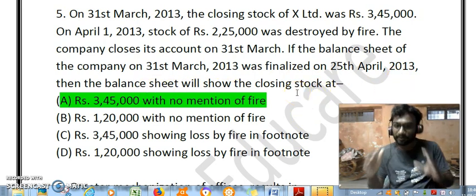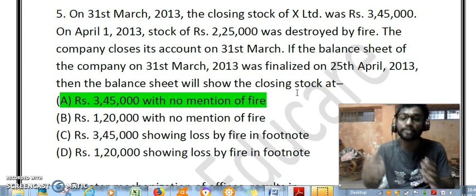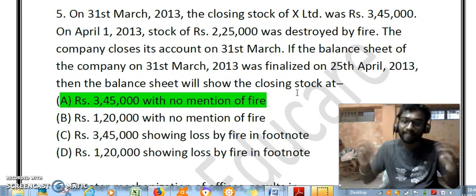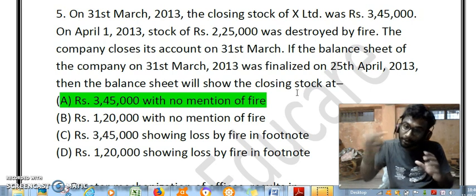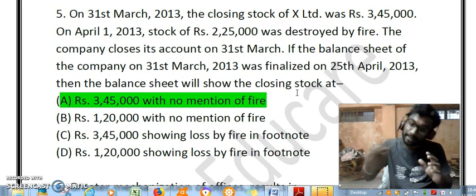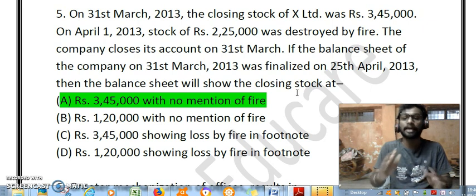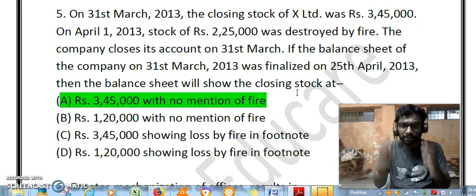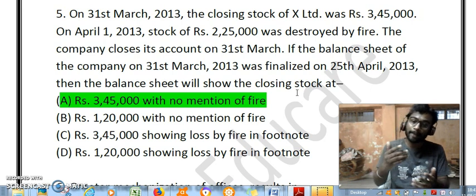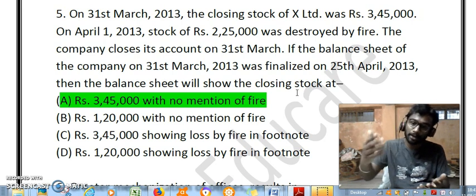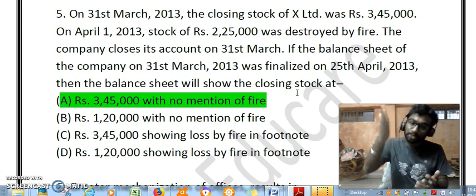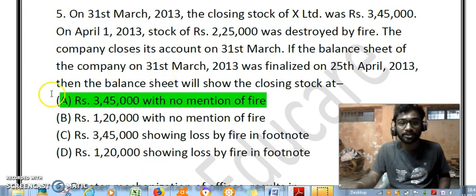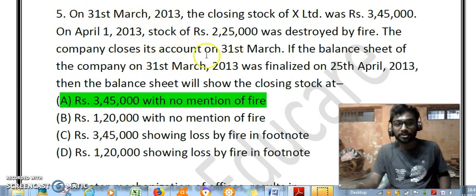See, whatever happens after the balance sheet date, the value of assets and liabilities as on the balance sheet date should be shown in the balance sheet, irrespective of the finalization date, whether the balance sheet has been finalized in the month of April or May, whatever it might be. Here, what is the balance sheet date? The balance sheet date was 31st March.